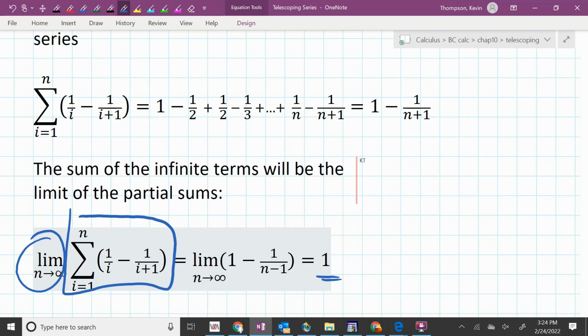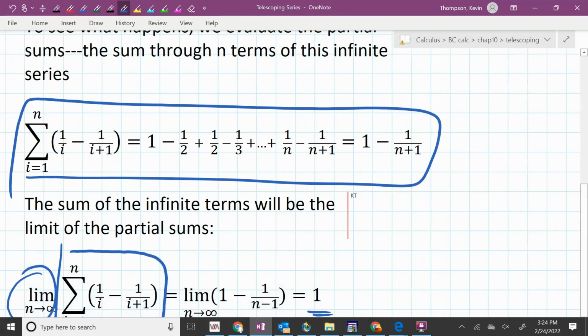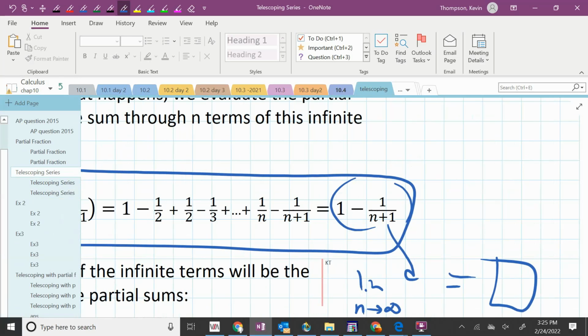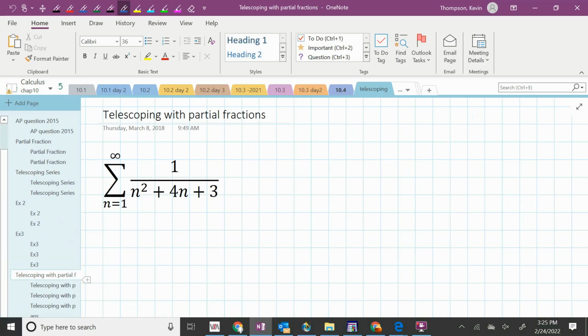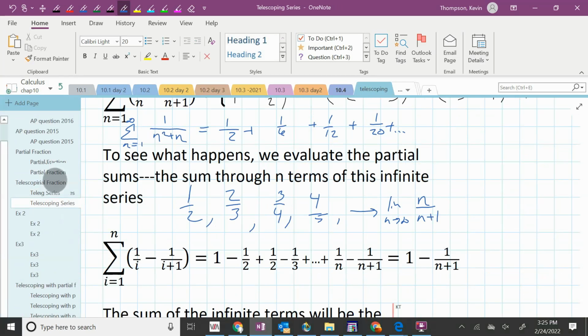So basically, for telescoping, what we're going to try to do is write the sum of n things, and then take the limit as n goes to infinity of whatever we write. And that answer will be the sum. Okay? Let's see if I have an example here for us to try. Oh, we can't do that one yet, because I've got to do partial fraction first.